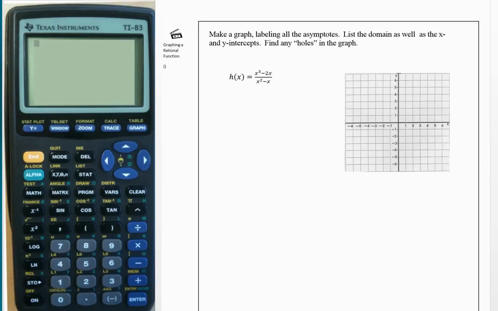Okay, now we're going to put everything we've learned in this section together to graph this function. H of x equals x cubed minus 2x over x squared minus x. So the first thing we're going to do is factor the top and the bottom. We can pull out an x here, and this will factor as x squared minus 2 over x times x minus 1.